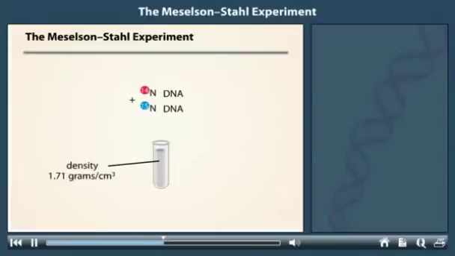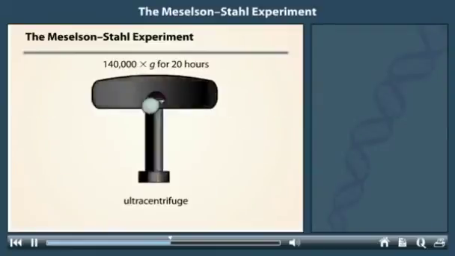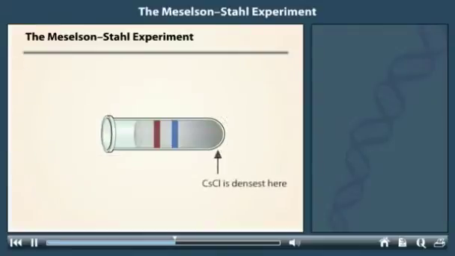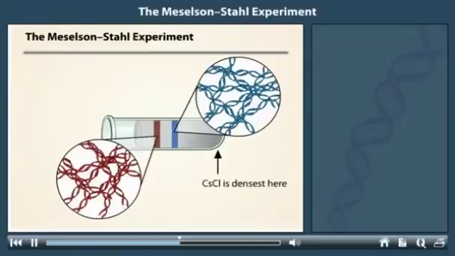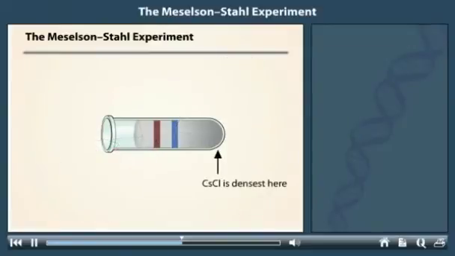The tube was placed in an ultracentrifuge capable of high-speed centrifugation, 140,000 times the force of gravity for 20 hours. At this high speed, cesium ions have a tendency to sediment toward the bottom of the tube, forming a higher density solution at the bottom compared to the top. Other substances, such as the DNA, move to the position within the tube that matches their own density.